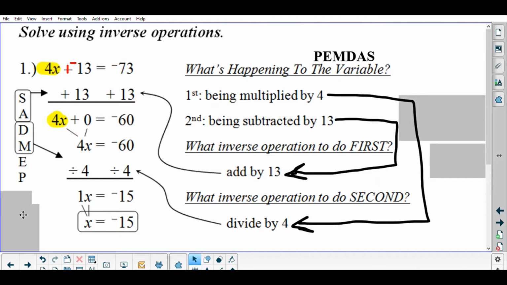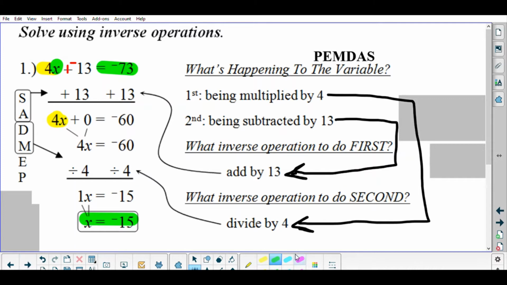If you don't believe me, you could actually take that negative 15 that we just found out that x equaled. You could substitute it back into the original equation. 4 times negative 15 would be negative 60 plus negative 13 would equal the number on the right-hand side, negative 73, proving that this actually is the solution to this equation. It's the one and only number that x could equal to make the original equation work.